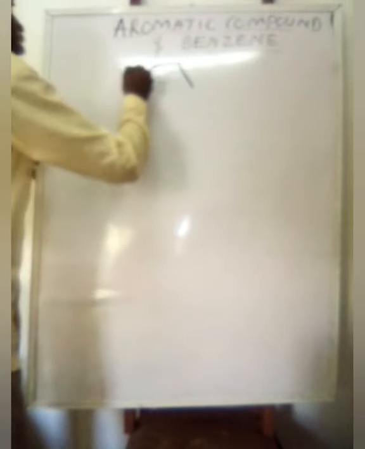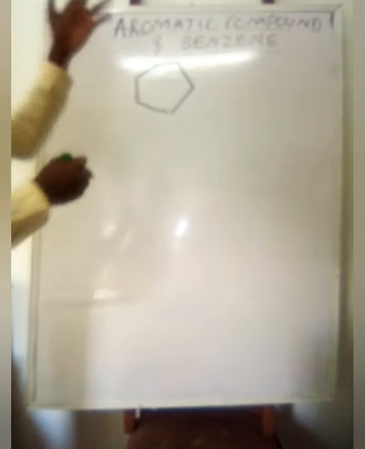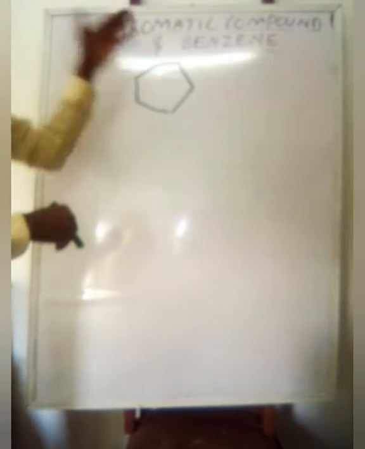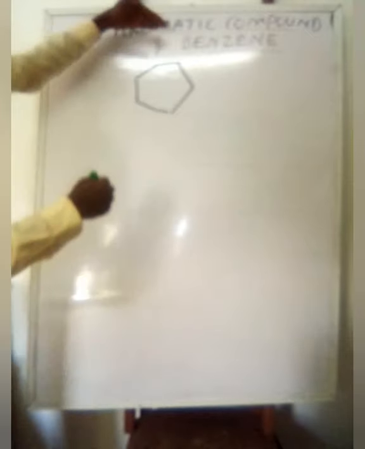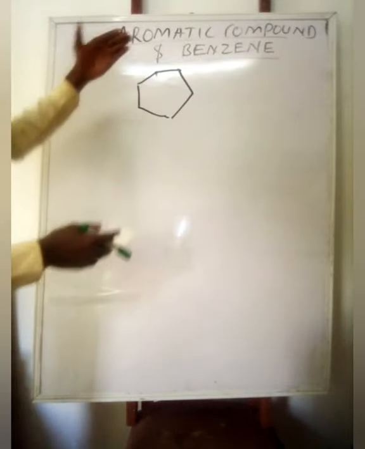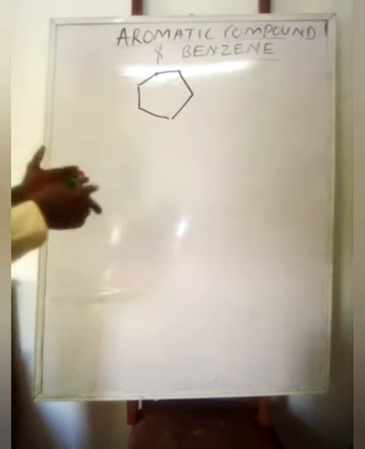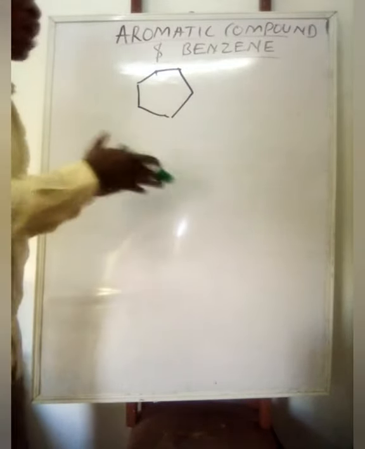Aromatic compounds are compounds in a ring. These are compounds in a closed ring, and they are called aromatic compounds. But my statement is not well defined about this word. The word aromatic was derived from the word aroma. A compound that has an odor would be called an aromatic compound. But how can we detect which compounds are aromatic and which are not aromatic?